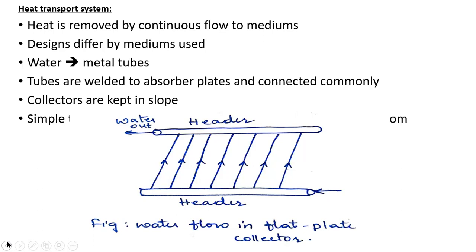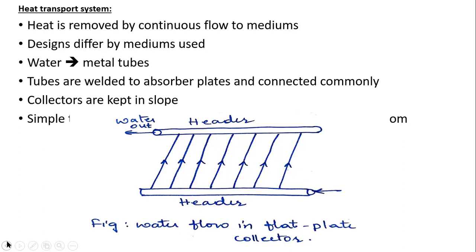Suppose if water is used, it is most commonly passed through metal tubes. These metal tubes may be of circular shape or rectangular cross sections. The metal tubes we are using are welded to the absorber plate. This increases the effective heat transfer from the absorber to the fluid. There will be an effective heat transfer if you weld these tubes to the absorber plates. And these tubes are connected to common headers at each end of the collector.